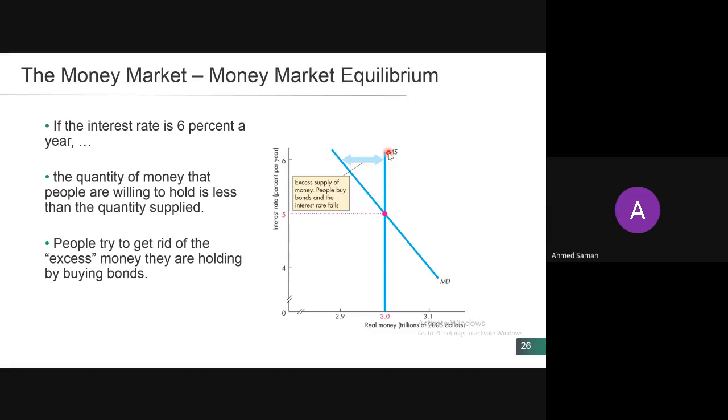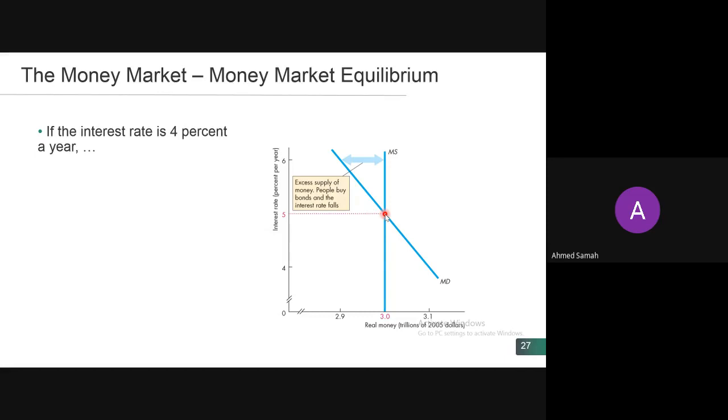by buying bonds. So this action lowers the interest rate. Because there is an excess supply of money, they will invest the excess money in bonds or other financial instruments. So when people start to invest more in those, the interest rate will fall and go back to the equilibrium level. The opposite happens if the interest rate is below the equilibrium level: then there is excess demand for money.